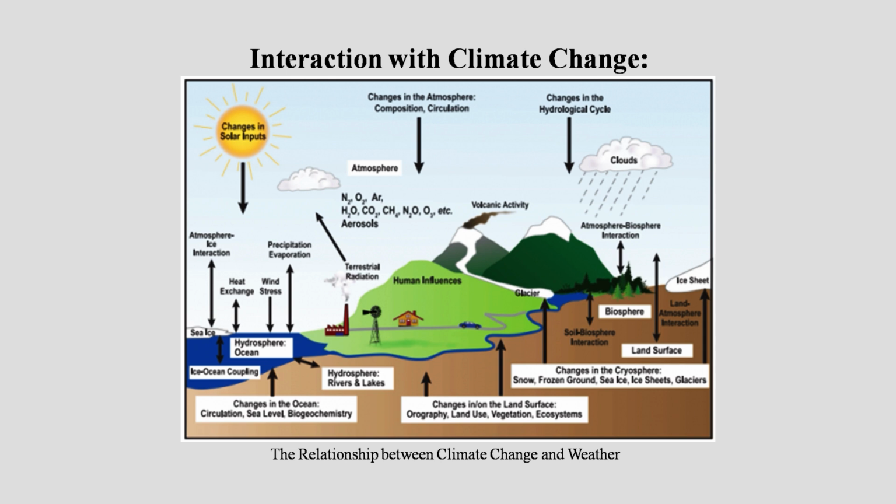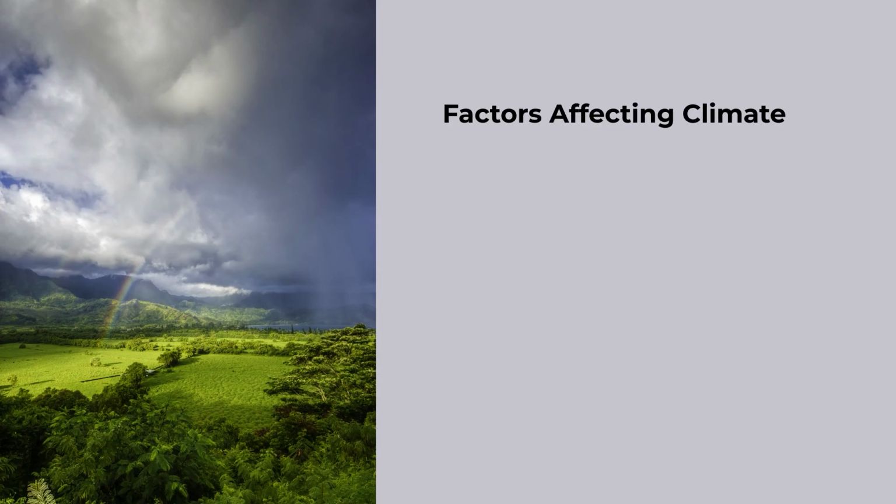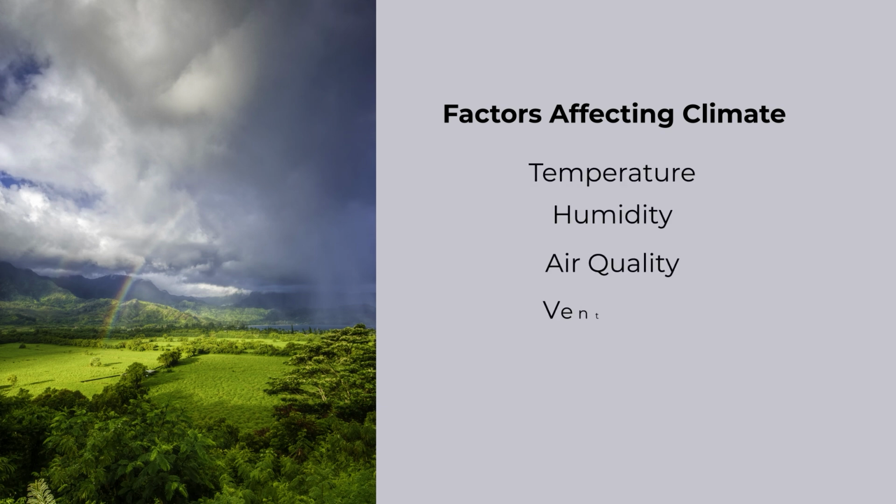So change in the climate results in the change in the weather. You see extreme weather conditions, you see either extreme rain or extreme scarcity of water, sometimes extremely high temperature and sometimes it's very cold. Any kind of extreme weather affects humankind and all kinds of living organisms. Now what are the factors that affect the climate? Climate is affected by temperature, humidity, air quality, ventilation, lighting and acoustics.